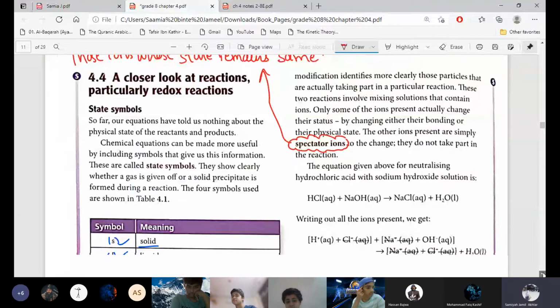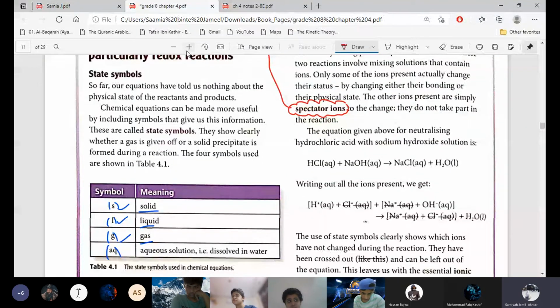So that is a spectator ion whose state remains the same on both sides. So how to write the ionic equation? Let's take the example of this neutralization reaction.